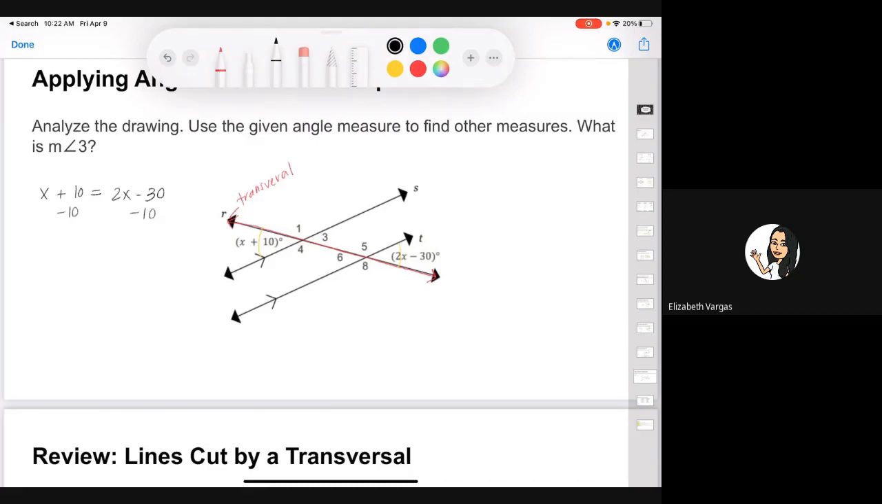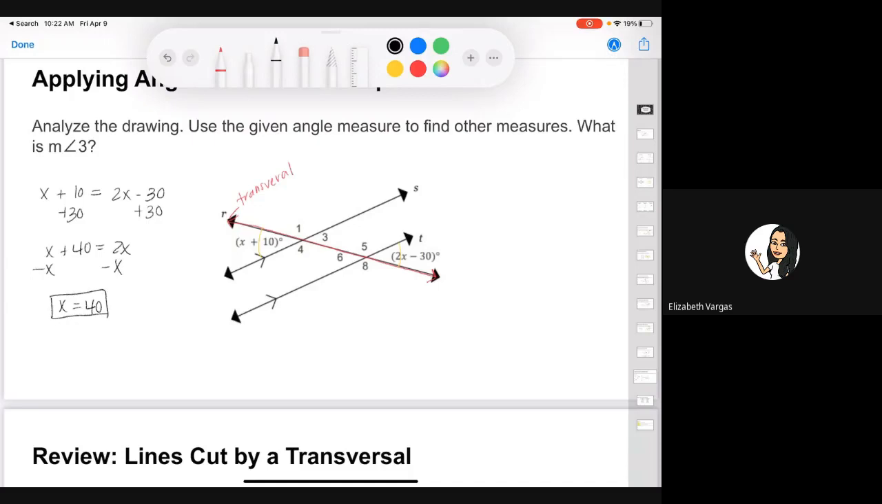Minus 10, minus 10. Minus 2x, minus 2x. x is equal to 40. That's just what I came out with when I solved it. I could also go the other way, because that's a little complicated. So first I'll move this over here, just so it's easier for us to see. So plus 30, minus x, minus x, x is equal to 40. So that's how I got x is equal to 40.